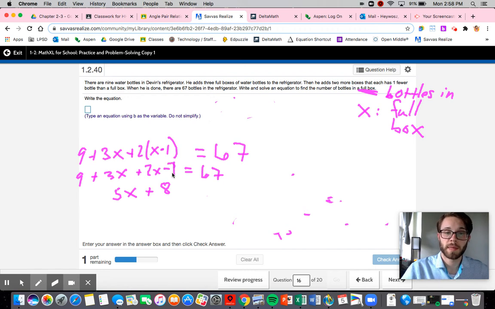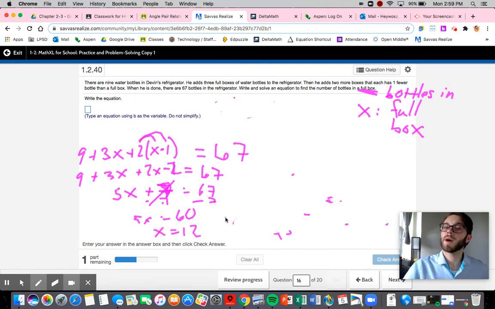Oops, I made a mistake. I'm sorry. I have to distribute the 2 to the x and to the 1. So it's not plus 8, it is plus 7. Sorry, plus 7. So let's subtract the 7. Minus 7. So I get 5x equals 60. x equals 12. So there's 12 bottles in a full box. Is essentially what that's doing.